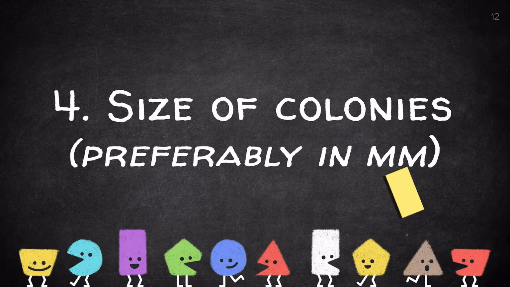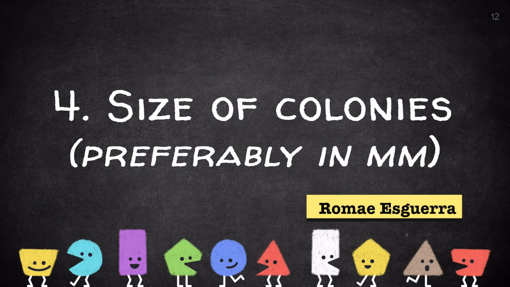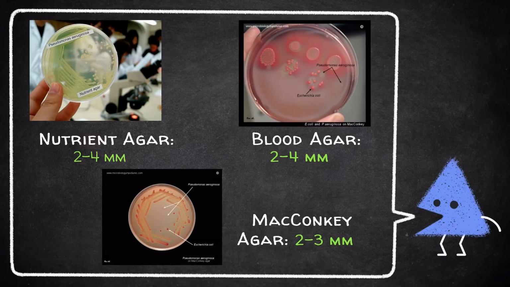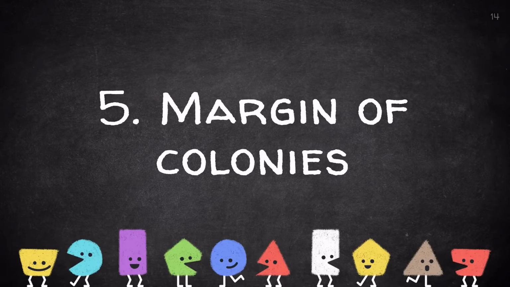The next characteristic is the size of colonies. Colonies can vary from large to tiny colonies less than 1 mm. The sizing of P. aeruginosa varies. Those grown in nutrient agar and blood agars are 2 to 4 mm in size, while the ones grown in MacConkey agar are 2 to 3 mm in size.